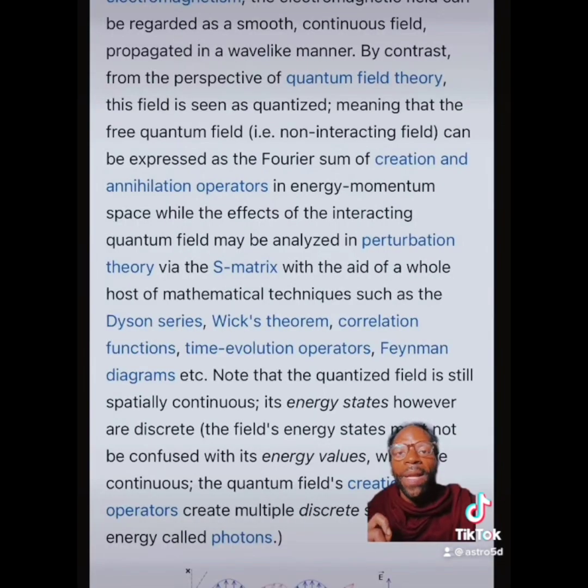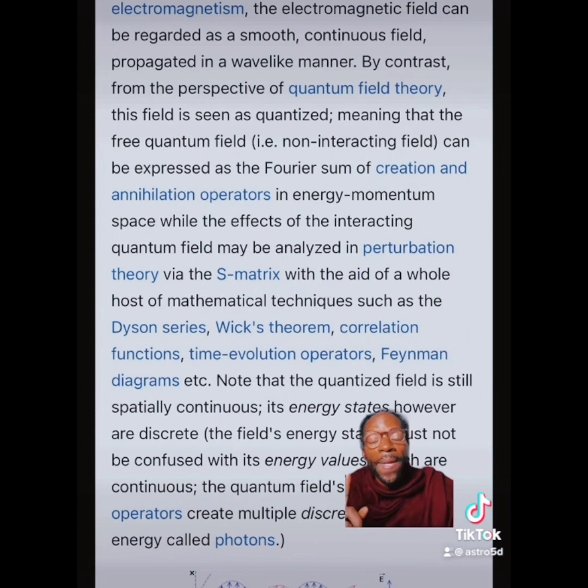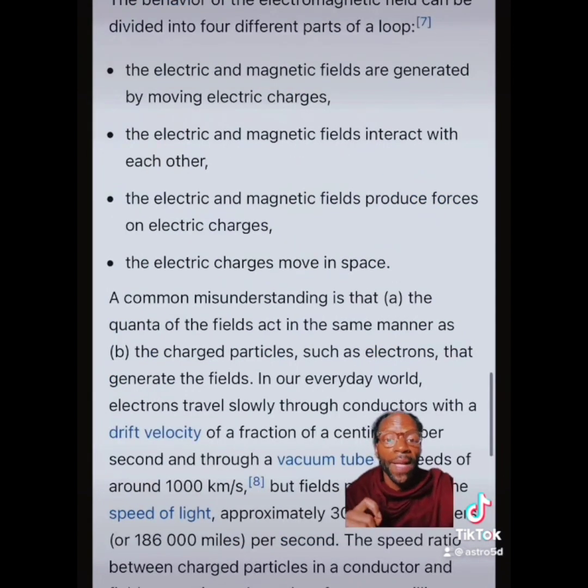The electromagnetic field can be regarded as a smooth and continuous field propagated in a wave-like manner. Okay, so remember, propagated in a wave-like manner. We went over that before. The behavior of an electromagnetic field can be divided into 4 parts. Just pause to read. The electric and magnetic fields interact with each other, giving you the electromagnetic field. The electric and magnetic fields produce forces on electric charges.